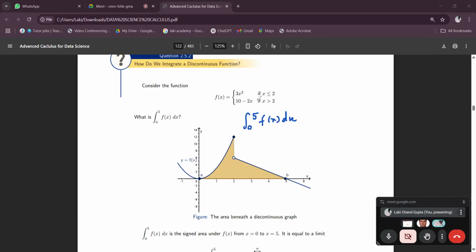You cannot go directly from 0 to 5. First you will go 0 to 2. From 0 to 2, the function is 3x squared. And from 2 to 5, the function is 10 minus 2x. 3 is a constant, x squared from 0 to 2, and 10 minus 2x dx.